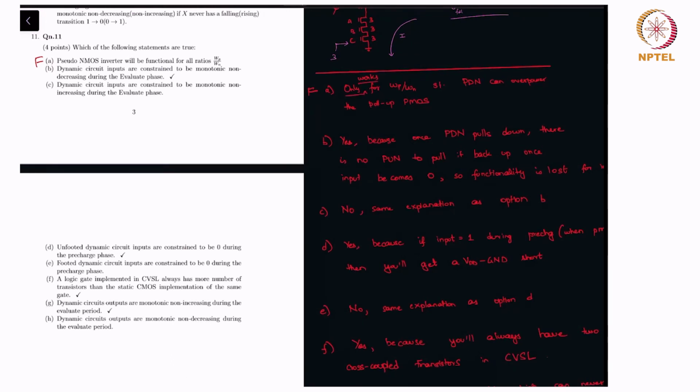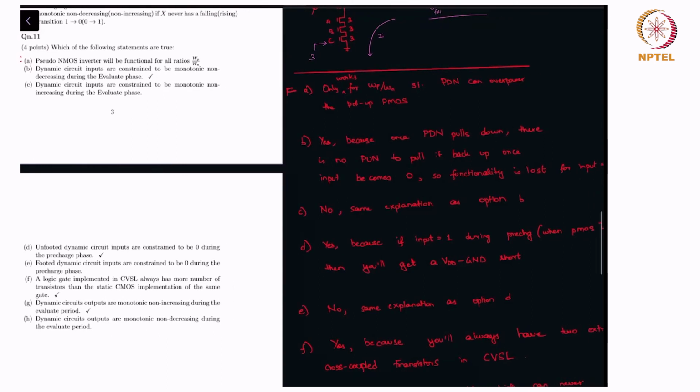It only works for WP by WN such that the pull down network can overpower the pull up PMOS when the pull down network gets activated. If it doesn't overpower the pull up PMOS, if the output voltage does not go below the VIH of the next gate, then the functionality is lost, right?